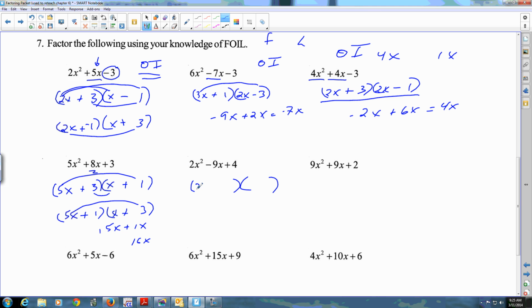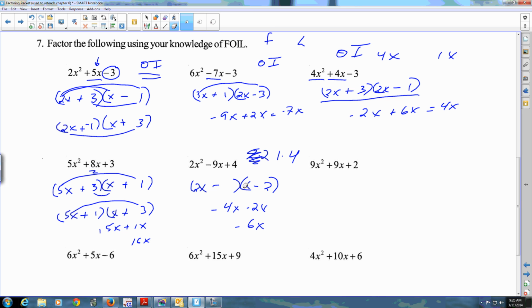Okay, I need a 2x and an x. 4, I'm going to think of as 2 and 2 rather than 4 and 4. Oh, wait, no. Okay, well, let's do it. Let's do 2 and 2, because I need one that doesn't work. They're multiplying to positive, adding to negative, so they're both minus. Now check the outside, inside, minus 6x. It didn't work. So instead of using 2 and 2, I'm going to use 1 and 4.